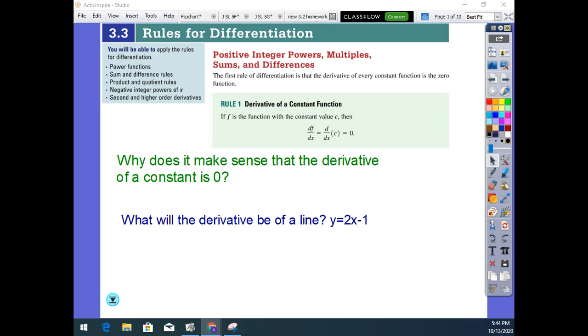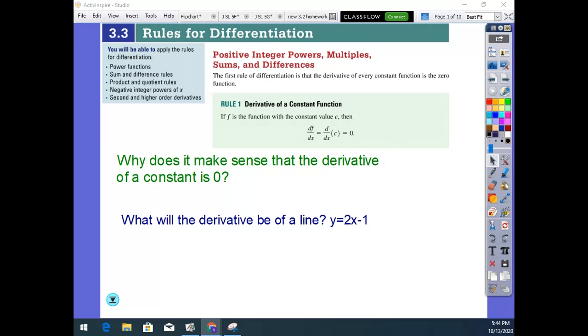3.3 is kind of the point that we've all been waiting for. This is the first one that you feel like, oh, I feel like I know what I'm doing. So this is very much an algebra type lesson, just at a calculus level. So we're going to look at each of the different rules to find derivatives of functions.